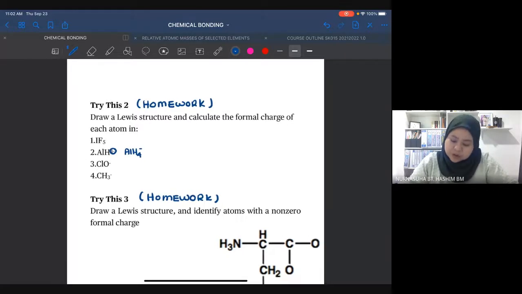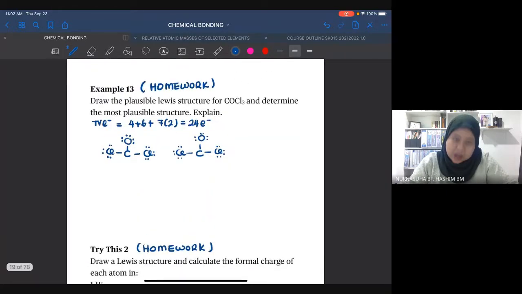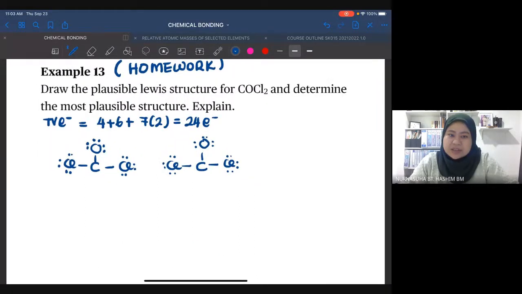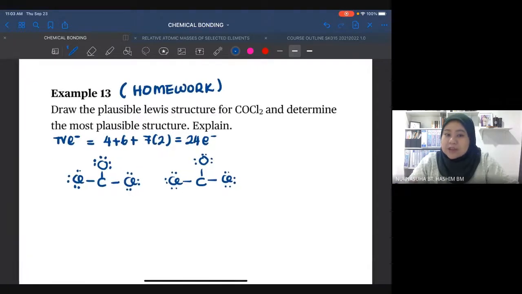Okay, so let's discuss the homework that I gave you guys on Tuesday. Let's have a look at example 13. The question asks you to give a plausible Lewis structure. Plausible tu maksudnya possible Lewis structure lah, untuk COCl2, and determine the most plausible structure.